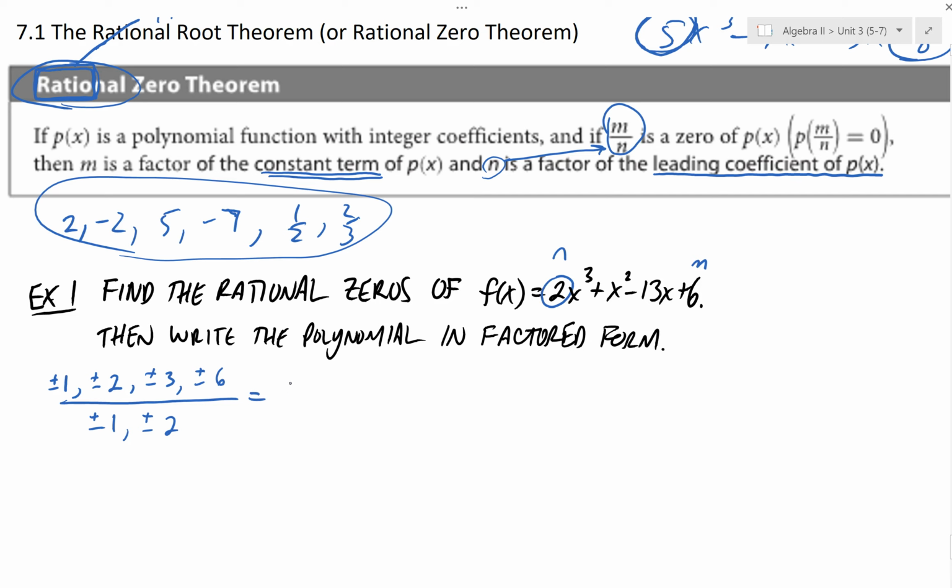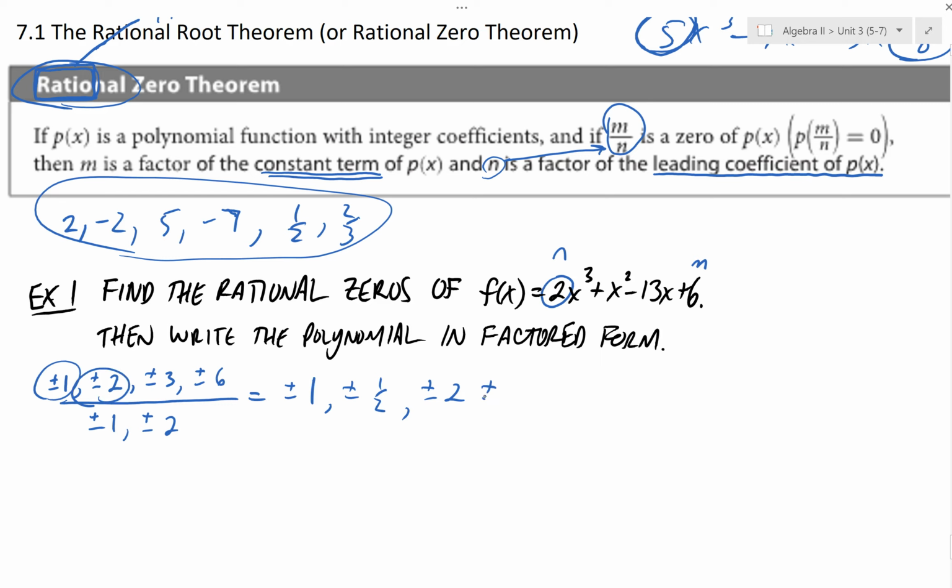So if I do 1 over 1, so that's plus and minus 1. 1 divided by 1 is 1. I can do 1 divided by 2, so plus and minus 1/2. So I'm done with the 1 in front. Now I'm going to go to the next one. If I take the 2, 2 divided by 1 is 2, so plus and minus 2. And then 2 divided by 2 is 1, and we already have 1 listed, so we don't need to list it again. So I'm done with the 2 now.